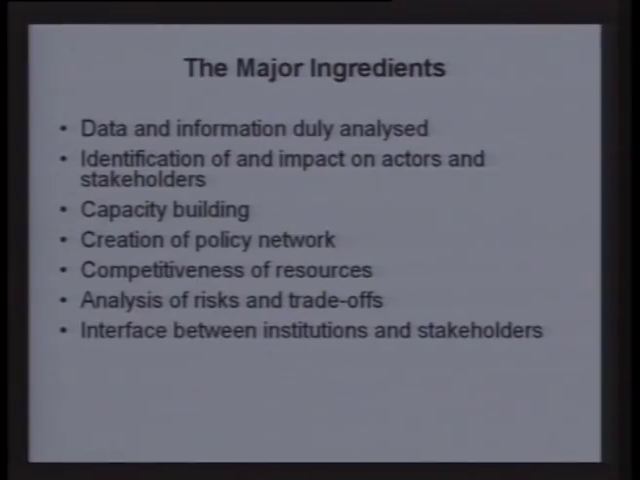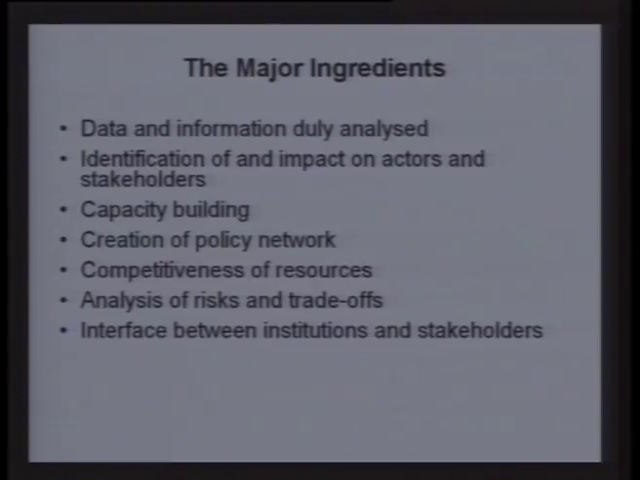There are many ingredients for the agriculture policy formulation process. The first part is data and information, duly analyzed. For the issue you want to tackle, we should have complete data or information, and this data and information need to be analyzed thoroughly. Then the second part is identification of impact on actors. What will be the impact of this policy on other related sectors, actors or stakeholders? We have to analyze that properly. What type of capacity is required to develop or implement that particular policy, and how we can build the capacity of the stakeholders, we have to see.